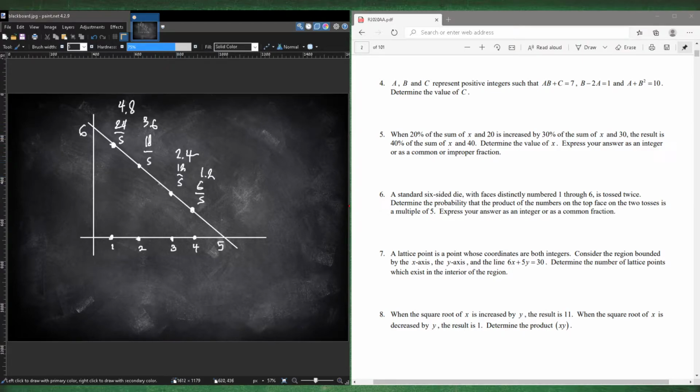That basically tells us that for the first x the y value only goes up to 4.8, this one goes to 3.6, this one goes to 2.4, and this one goes to 1.2. So our lattice points here are (1,1), (1,2), (1,3), and (1,4). And this one is (2,1), (2,2), and (2,3). And then (3,1), (3,2), and then (4,1). And those are our only ones. So count them: 1, 2, 3, 4, 5, 6, 7, 8, 9, and 10. So our answer for number 7 is 10.